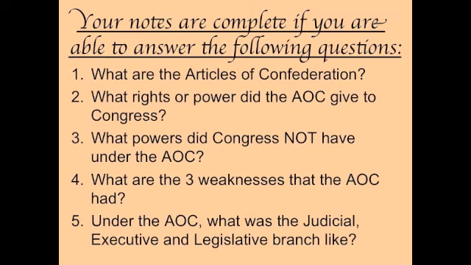So this is the Articles of Confederation, what they were about, and why they failed. You should be able to answer these 5 questions. What are the Articles of Confederation? What rights or powers did the Articles of Confederation give to Congress? And then what powers did Congress not have? The 3 weaknesses that we just talked about, and then what were the judicial, executive, and legislative branches like under the Articles of Confederation? Make sure you're able to answer these.